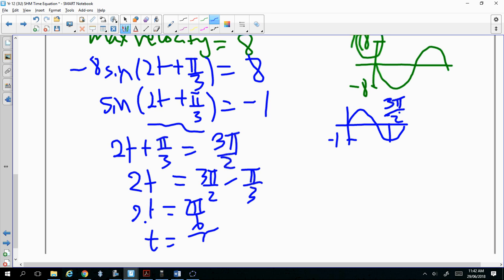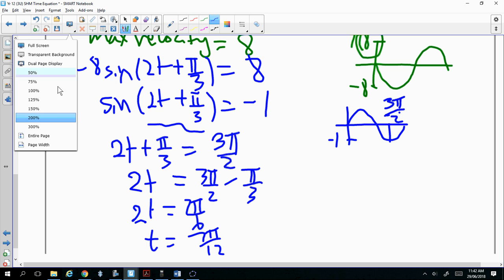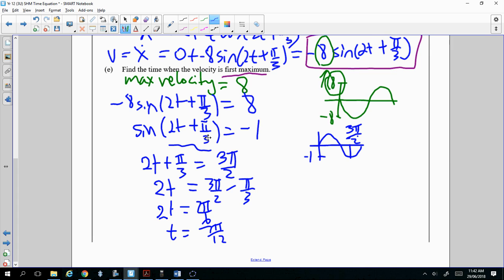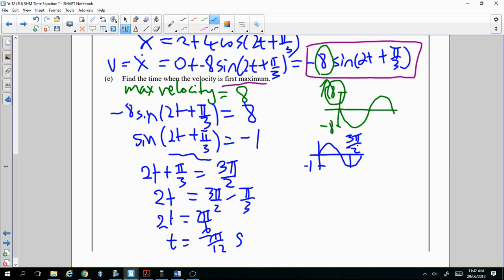That's the first time you reach maximum velocity. Okay, good. We'll do 2 more examples, then we're done. Then you do the exercise.